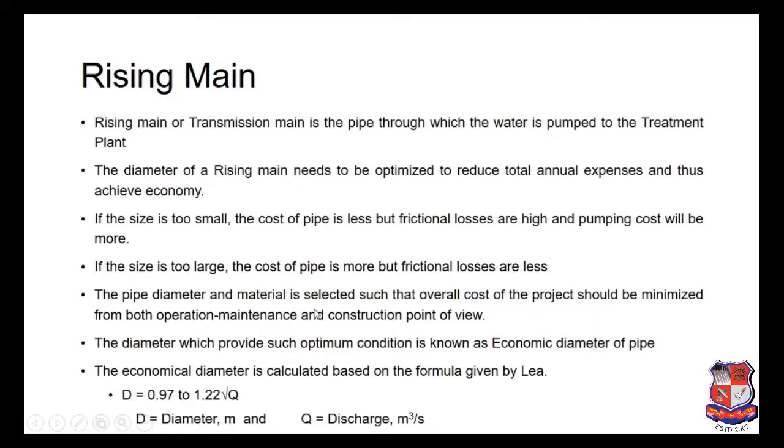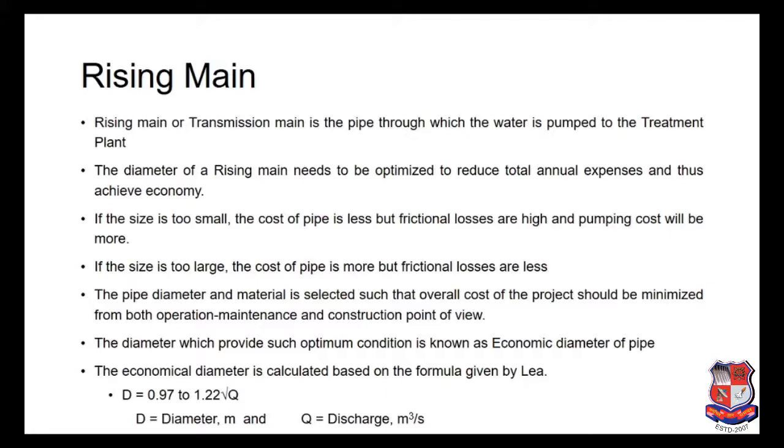The pipe diameter and material is selected such that overall cost of the project should be minimized from both operation, maintenance and construction point of view. And the diameter which provides such optimum condition is known as economic diameter of pipe, and we'll see one example of how to calculate economic diameter of the pipe also.